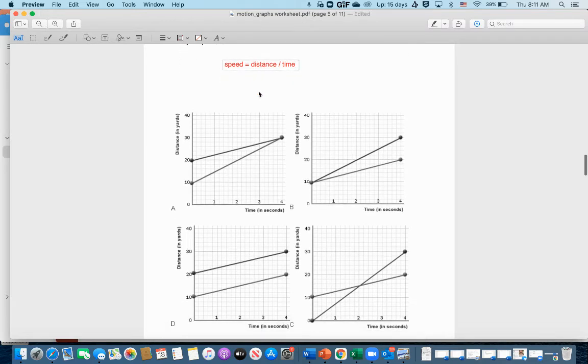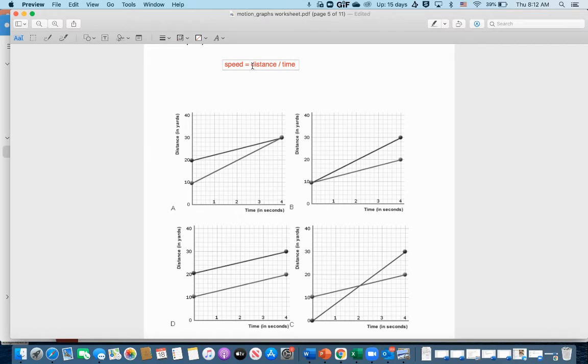Well, if I look at all 4 of these graphs, notice that the time for each of these runners, right? I got 2 runners here, 2 runners here, 2 runners here, and 2 runners here. For each of these times, they all go from 0 to 4 seconds. 0 to 4, 0 to 4, 0 to 4. So what that means is that I really don't have to worry about the time. I need to take a look at where the 2 runners cover the same amount of distance, right? So technically, this is the change of distance.